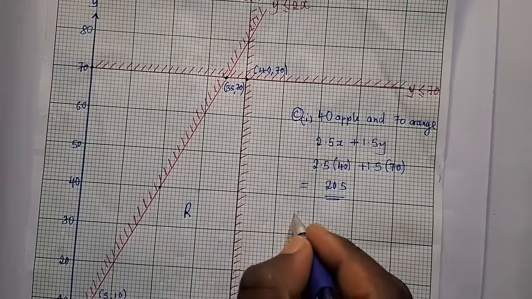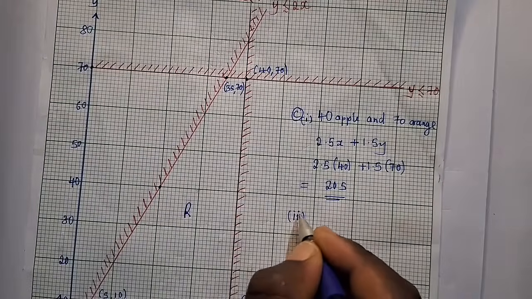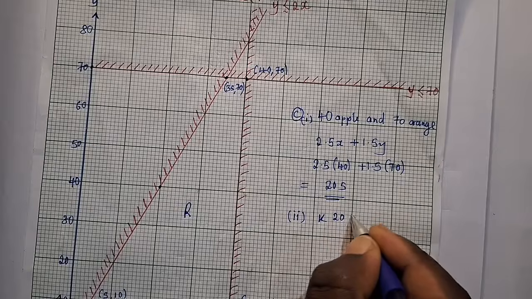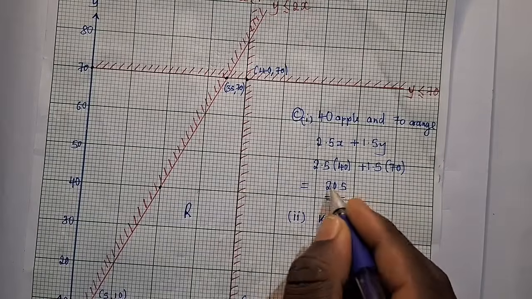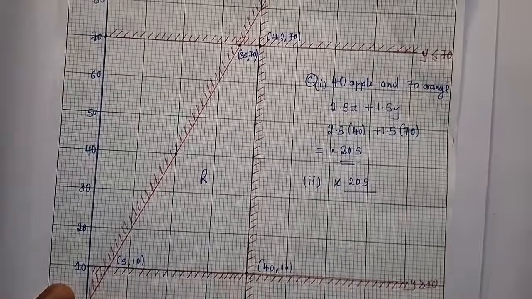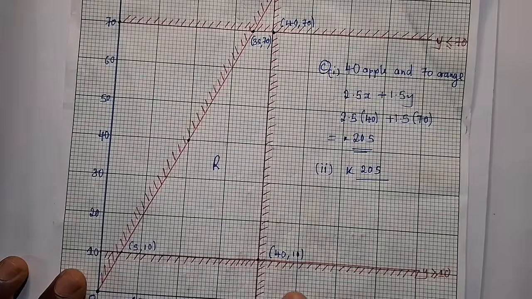For C2, they are saying calculate the maximum profit. So the maximum profit will just be the answer which is right here. That's the maximum profit. So this is how you get to answer linear programming.